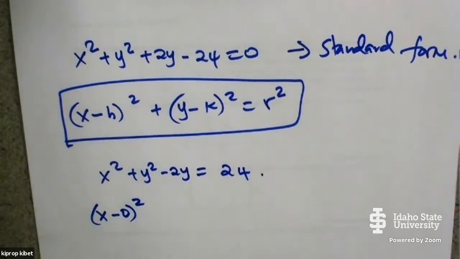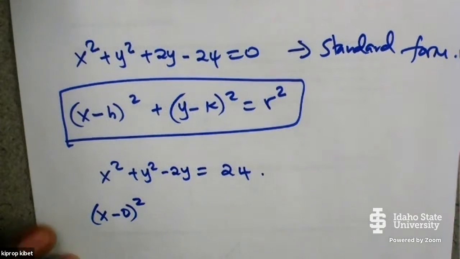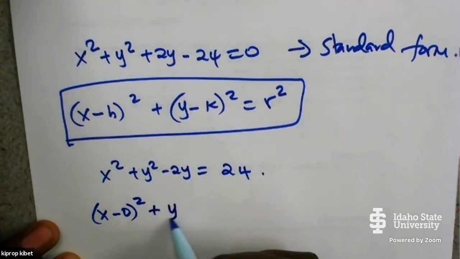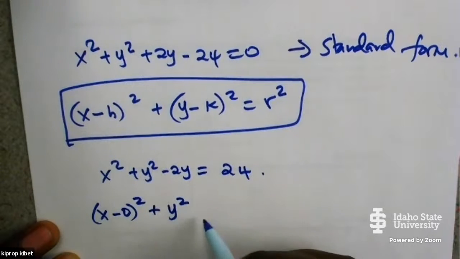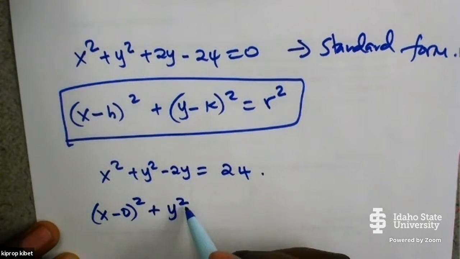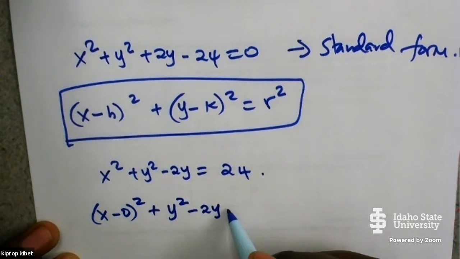So now, the one which we need to complete the square for is the y squared. So plus y squared, the coefficient of y squared is what? 1, right? Yeah, so it is okay there. So y squared plus 2y, plus half the coefficient of y.